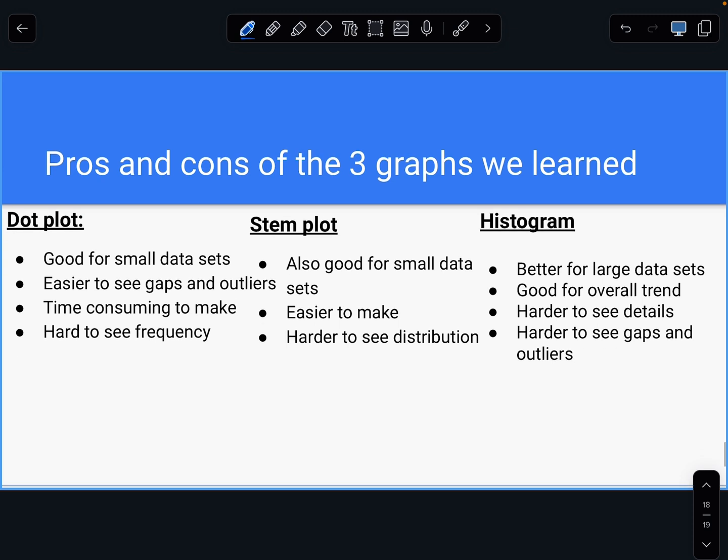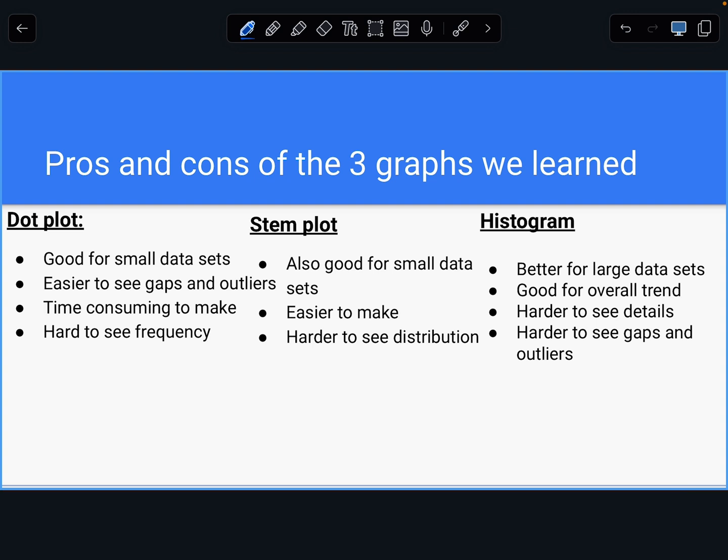Okay, so here are some pros and cons of the three graphs we learned. For dot plot, it's good for small data sets, easier to see gaps and outliers. It's time consuming to make, and it's hard to see frequency. For stem plot, it's also good for small data sets. It's a lot easier to make, but it's harder to see the distribution because it is vertical for one point, and it also groups them and skews the data a little bit.